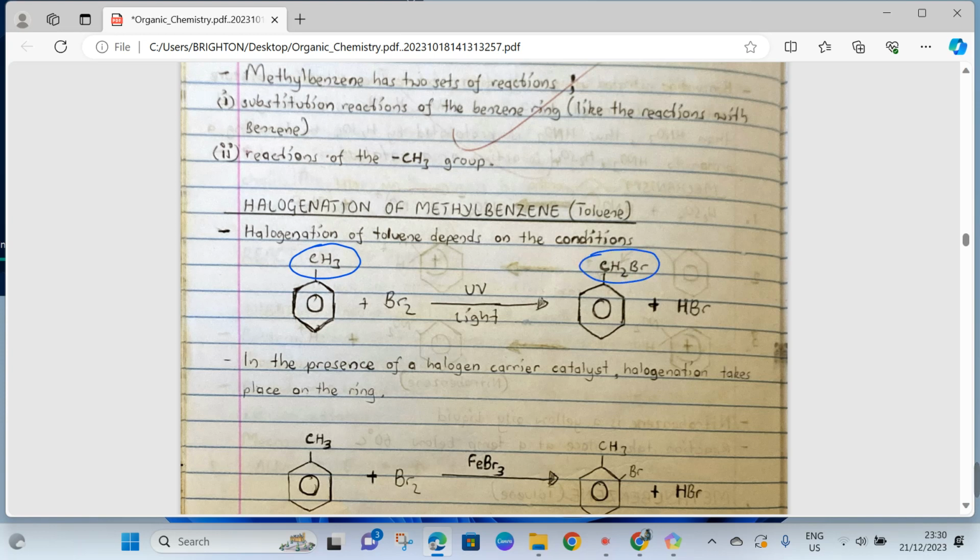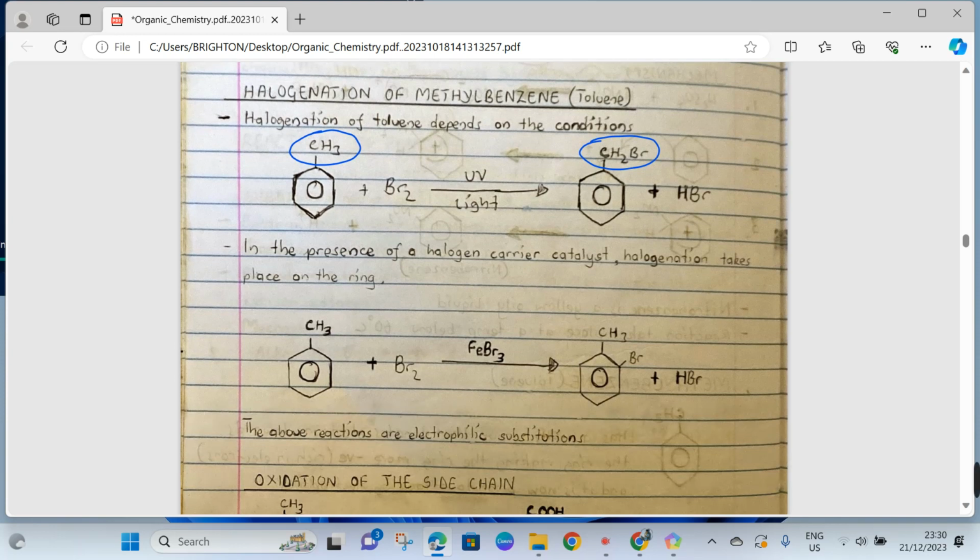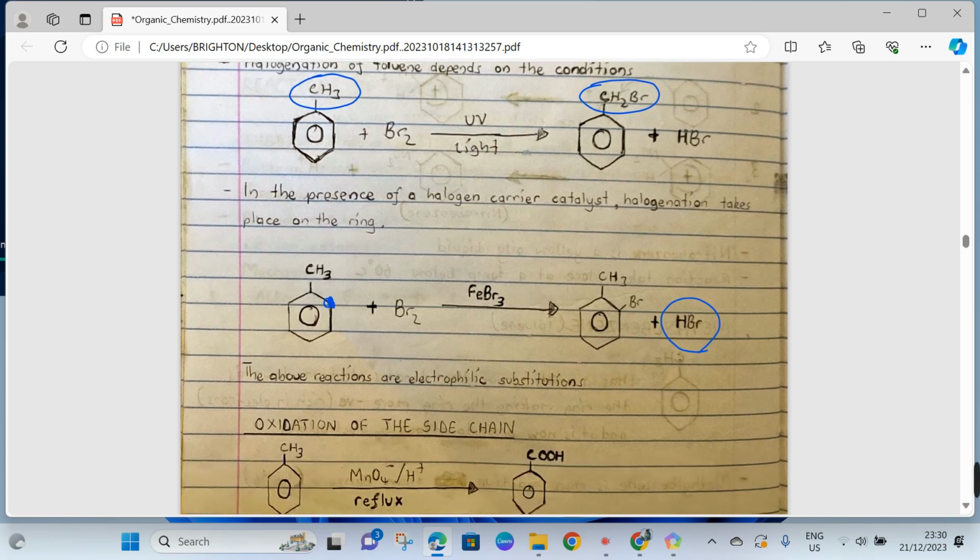You've done this before. Now, if you remove UV light and say the reaction takes place in the presence of a halogen carrier catalyst, substitution on the benzene ring takes place. As you see here, the hydrogen that was here has been removed and replaced with bromine, and now we have bromomethylbenzene as the product that has been formed there. As for the naming, do you know about the nomenclature? I'll teach you the name.